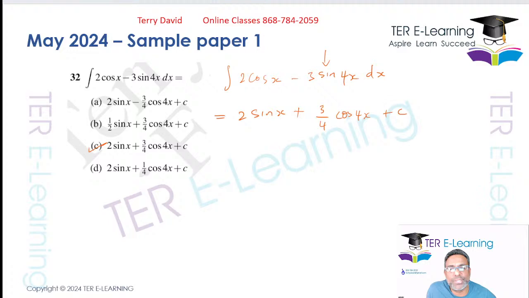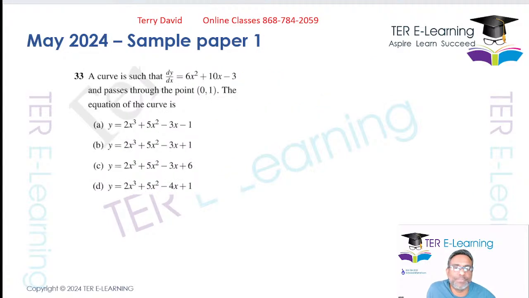All right, so this is 32. Let's see what 33 is here. A curve has dy dx given by 6x squared plus 10x minus 3, and it passes through this point. We want the equation of the curve. So dy dx is equal to 6x squared plus 10x minus 3. If you want to get the equation of the curve, we need to integrate dy dx. So we're going to integrate this here.